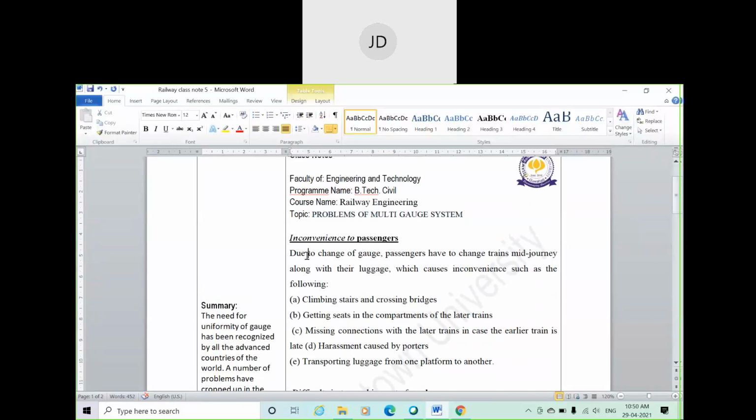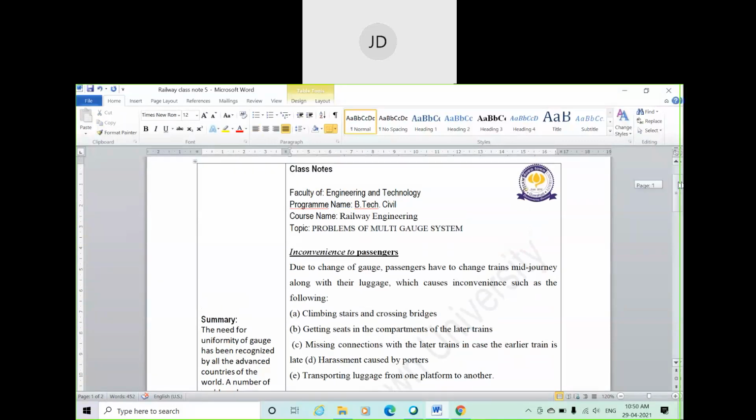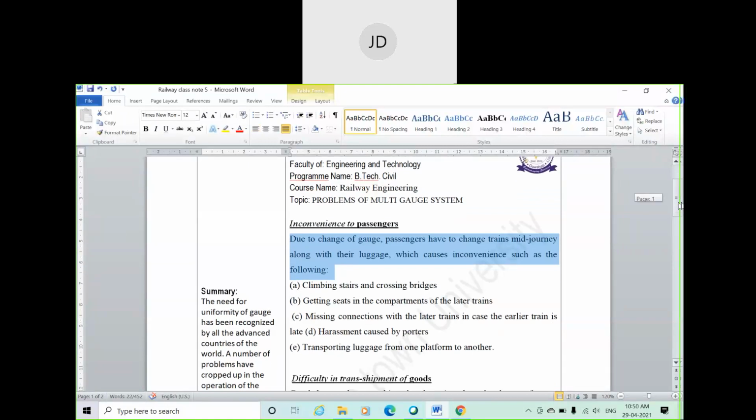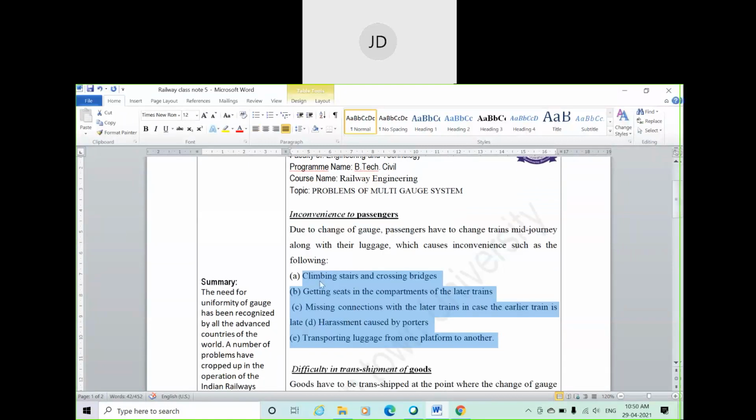Any problem? So even here it is written: due to change in gauge, passengers have to change train mid-journey along with their luggage, which causes inconvenience such as the following. So what kind of trouble the passenger faces is given here. Like climbing stairs and crossing bridges. Of course, you can see there's a cross bridge over the railway station. You have to cross it.